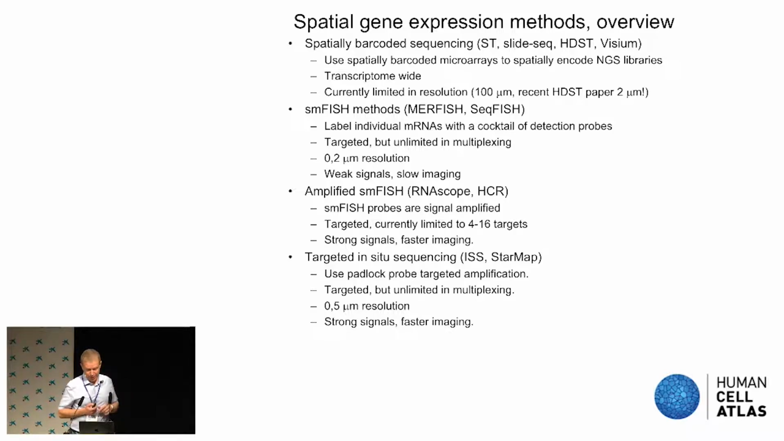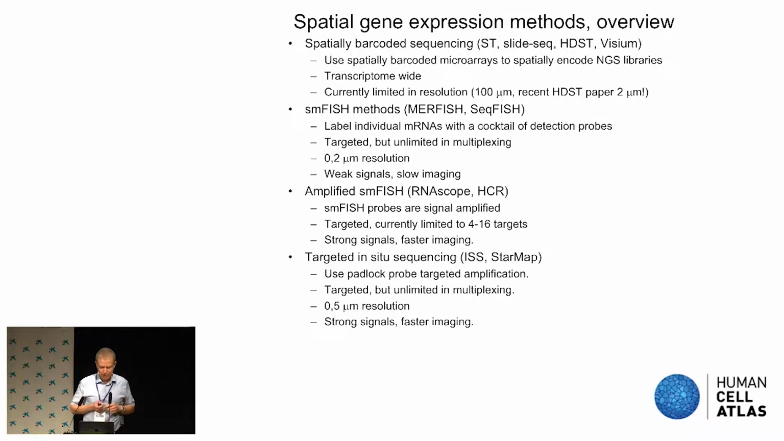And then there is where the amplified methods come into play. So you can amplify the signals from single molecule FISH experiments with things like RNAscope and HCR. And it's also targeted, obviously, but the multiplexing is harder to achieve. So currently, these approaches are limited in multiplexing. You generate stronger signals, which makes it possible to do faster imaging, and you can image, or you can map RNA in more dirty samples, like many human adult tissue sections are.